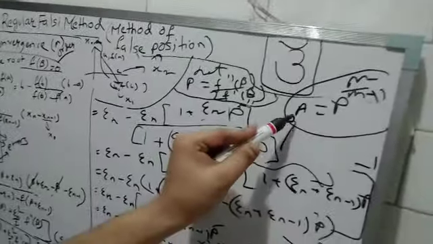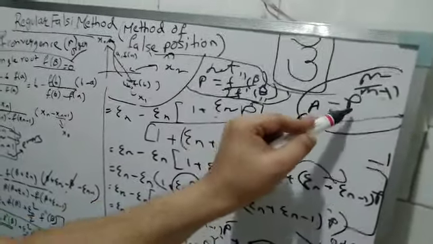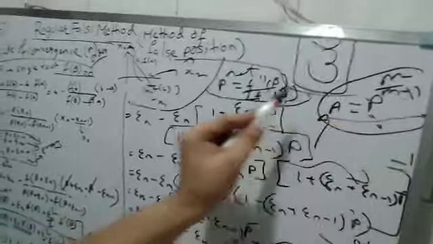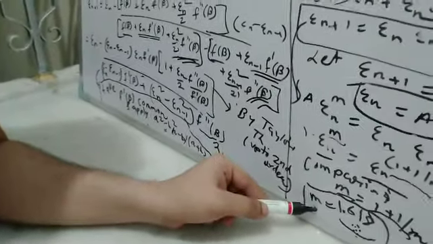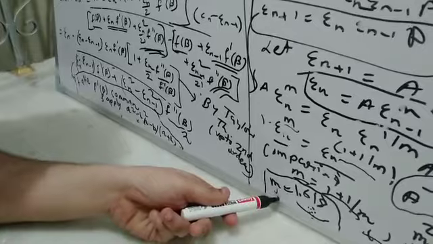And your a will be this. That means this constant will be related with p. What is p? P is this one. Fine, so you need to know this. Even if you skip this derivation, you need to remember this one.